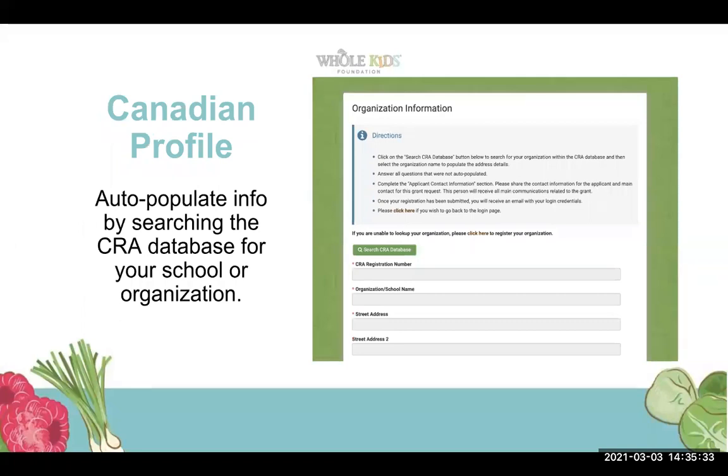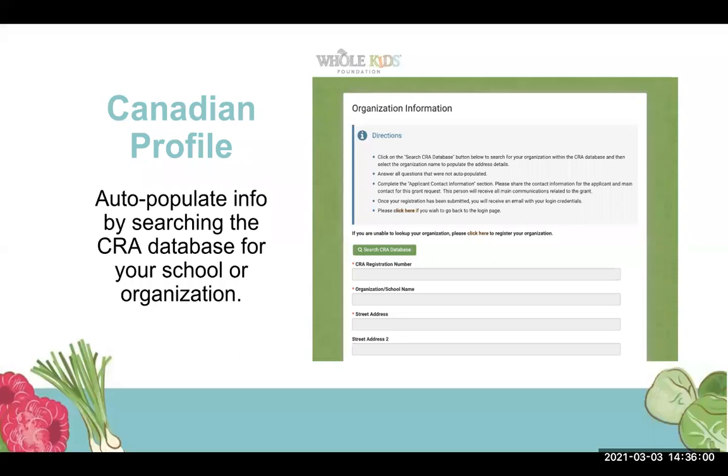So for Canadian schools and organizations, it's going to take you to the same place. You're going to be doing the same search process in the CRA database. If you are a Canadian school, it is likely you will have to reach out to us. Canadian schools do not have their own number. They're usually affiliated with the school board or school district, so we can provide support in that way. If you're having any trouble at all, please don't hesitate to reach out.